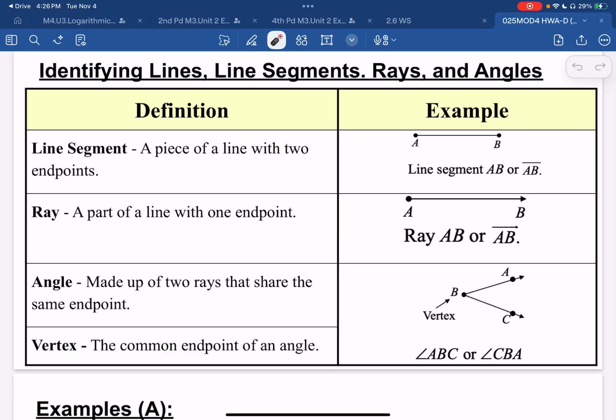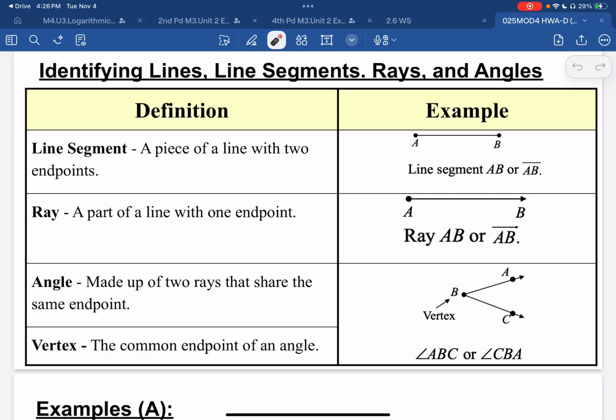A ray is part of a line also, but it has one side that ends, but then it has one side that does have the arrow. So it stops on one side, but then it continues on one side. And again, you can see that that symbol above the AB matches.